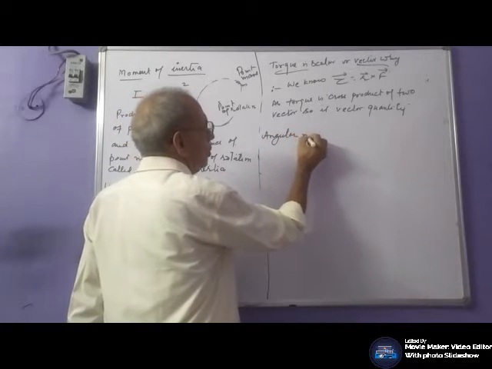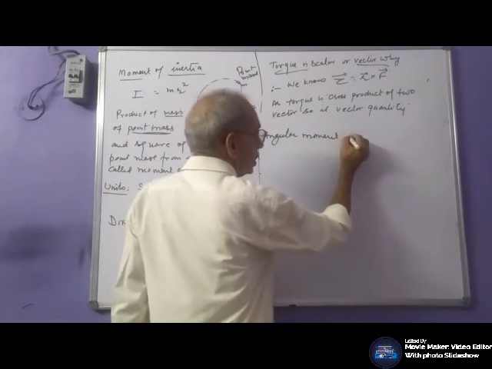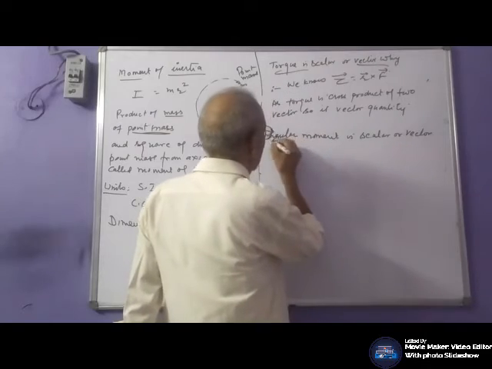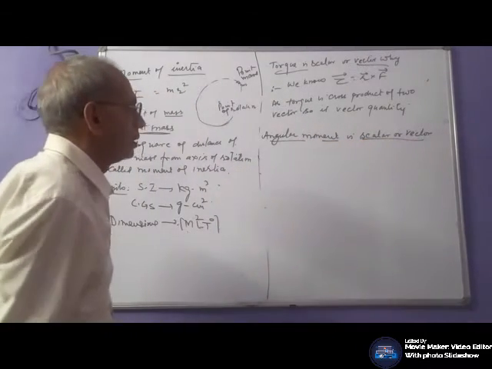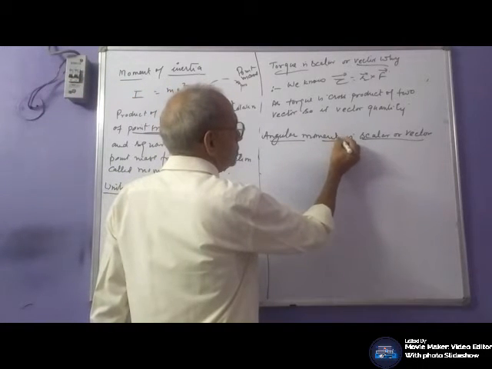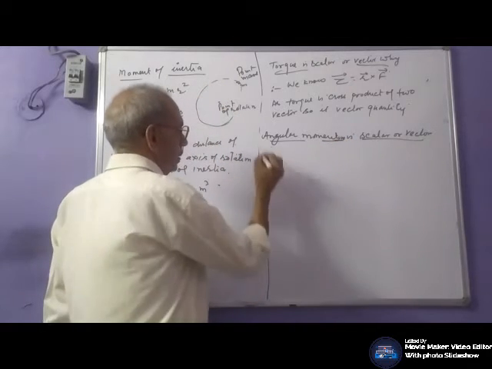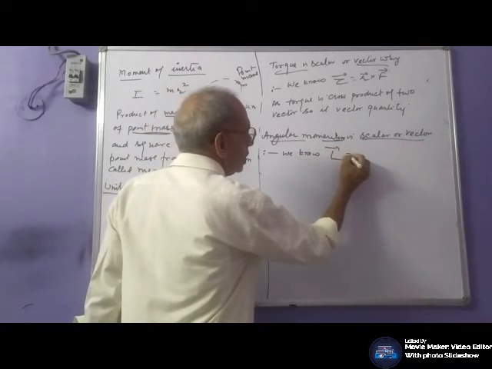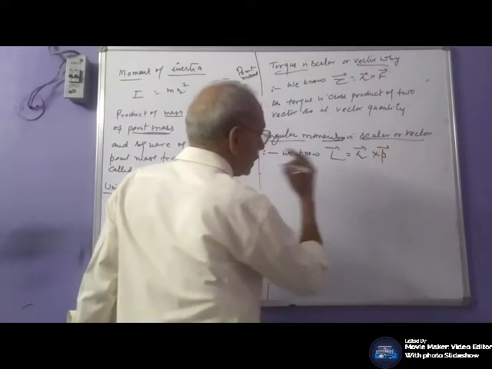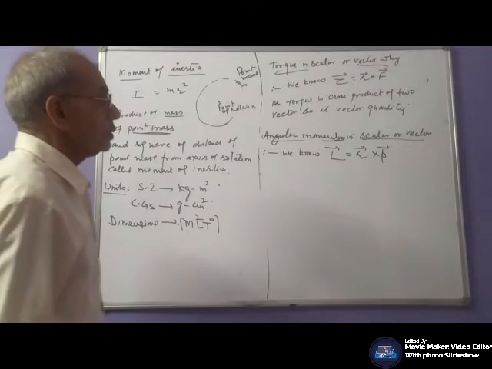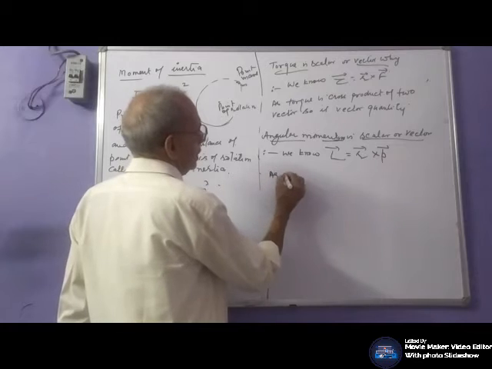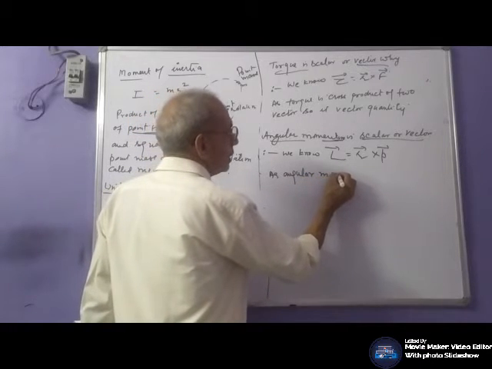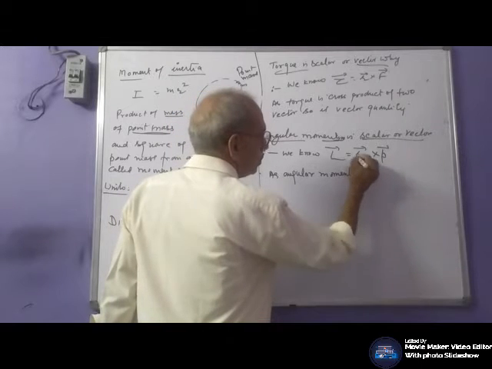Angular momentum is scalar or vector? Now this is the question. Angular momentum, we know L = r cross p. What was L? rp sin phi. So r cross p is L. L is what? Angular momentum is a cross product.